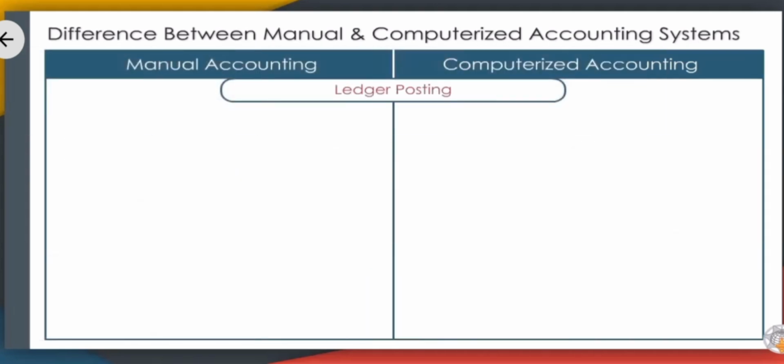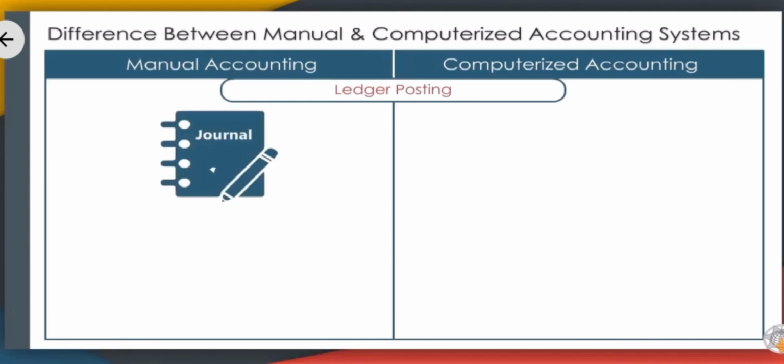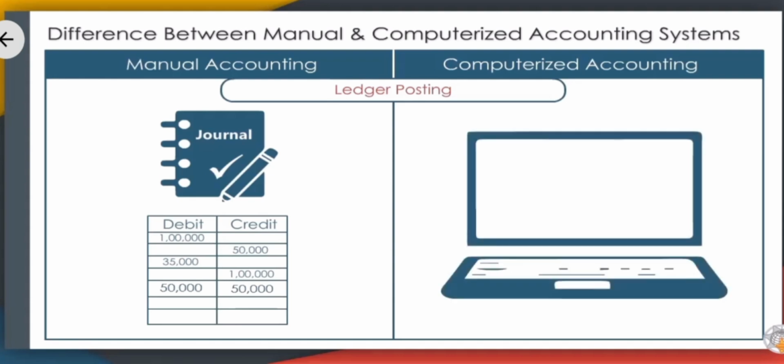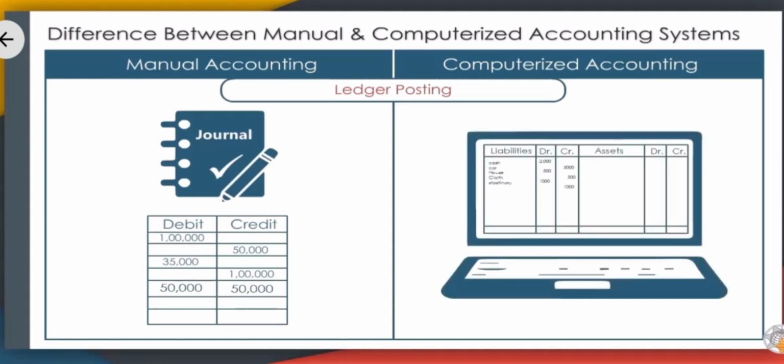Ledger posting. In manual accounting, the ledger is manually checked and then figures are transferred to the debit or credit side of the related account through manual posting. A computerized accounting system automatically processes input data and creates all the ledgers because voucher entries are passed under the respective ledger accounts.